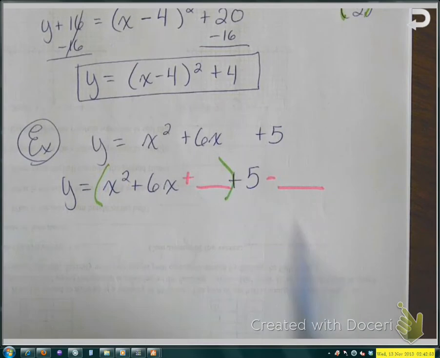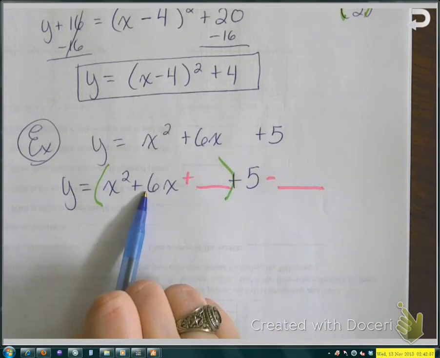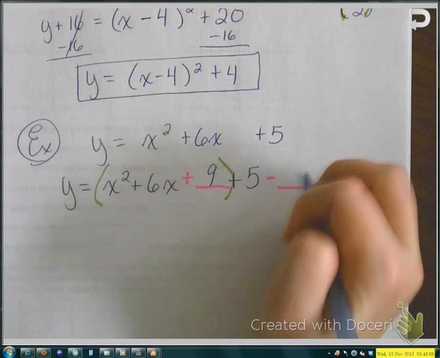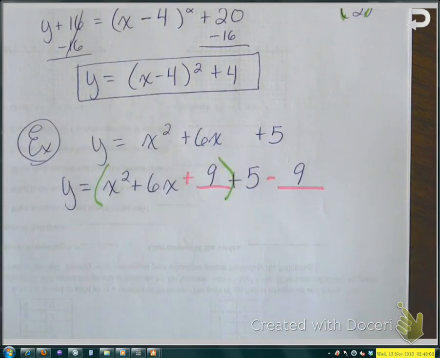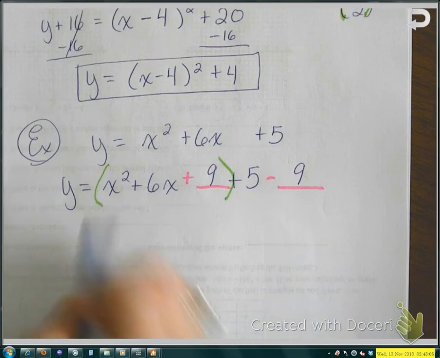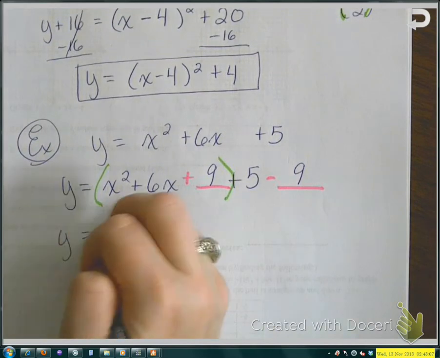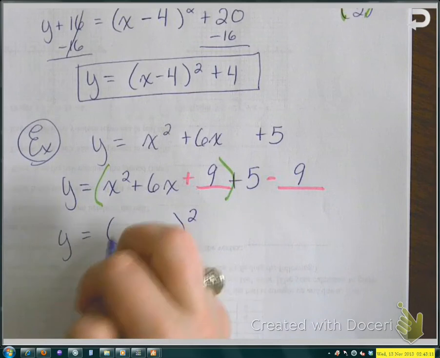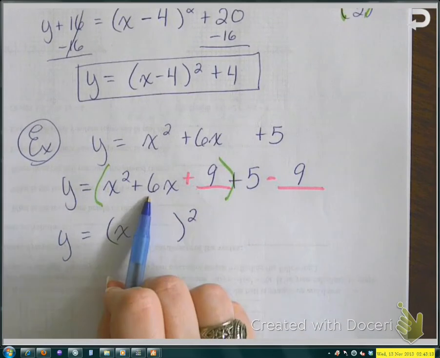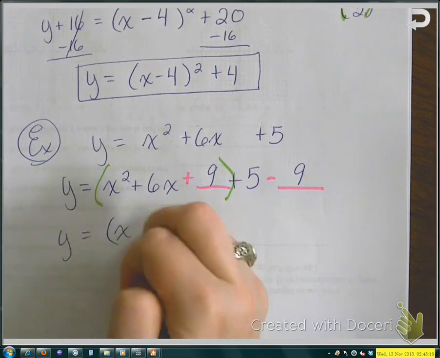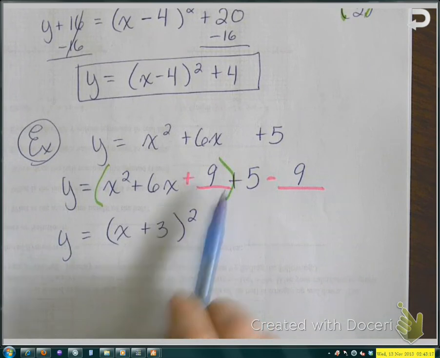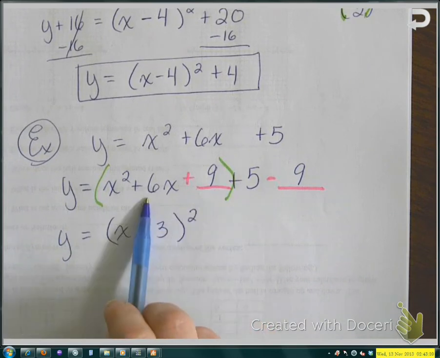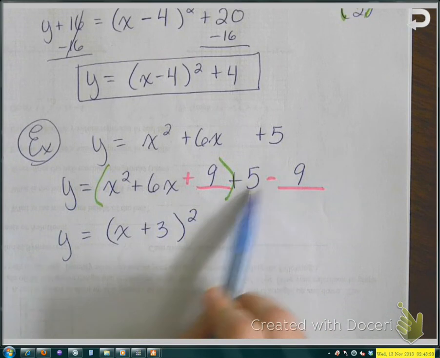That's right, half of 6, which is 3, and then we're going to square it. So half of 6, 3, squared is 9. I put the same number in both blanks. Now I'm going to write this as something squared. Okay, so we have an x, and then half of 6 is 3. Now does it check? 3 squared gives me 9. Yes, and 3 plus 3 gives me 6. Now what is 5 minus 9? That's -4.